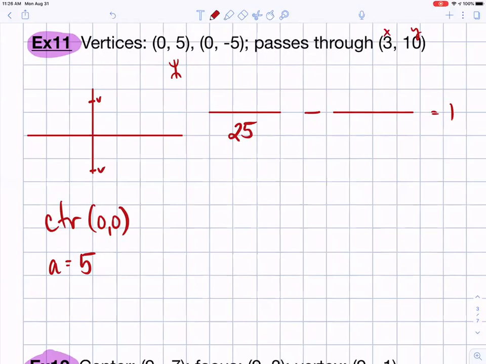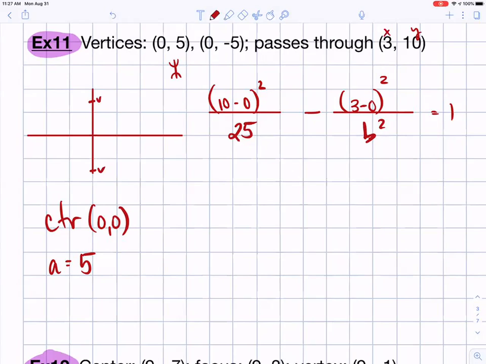What values are going to go on the top of the first fraction? Yeah, so what am I going to write down? Yep, (10 minus 0) quantity squared, right? And what's on top of the second fraction? 3 minus 0. That's my (x minus h) quantity squared. And what goes down on the bottom of my second fraction? Yeah, b squared. And the nice thing is that the only unknown here is my b, so I can solve for that one unknown, and that's going to be totally fine.